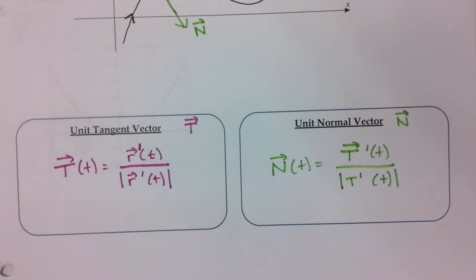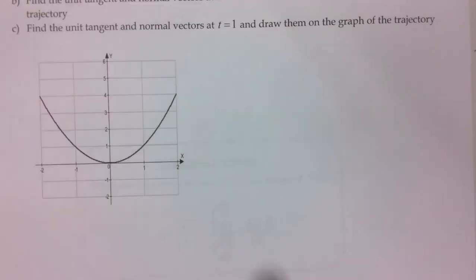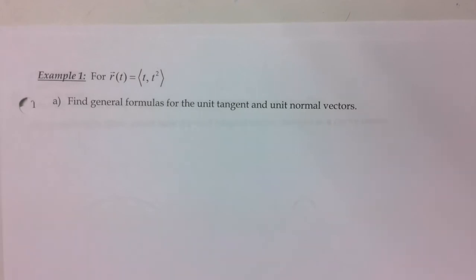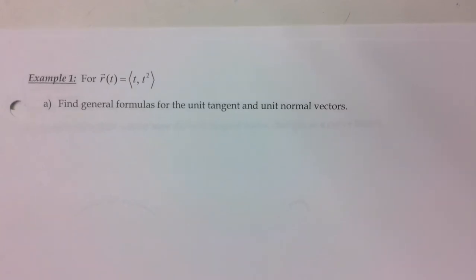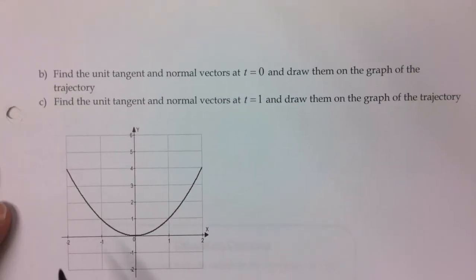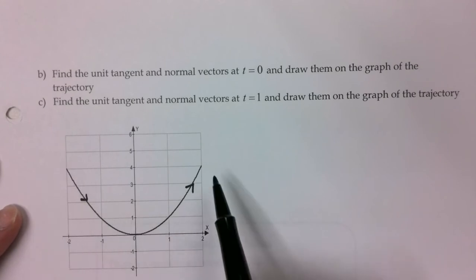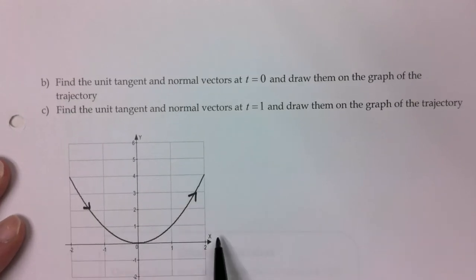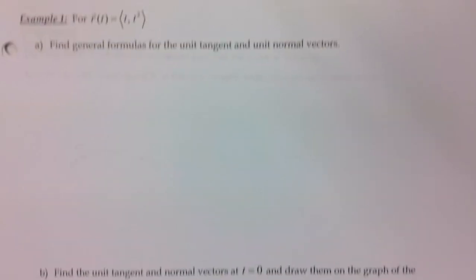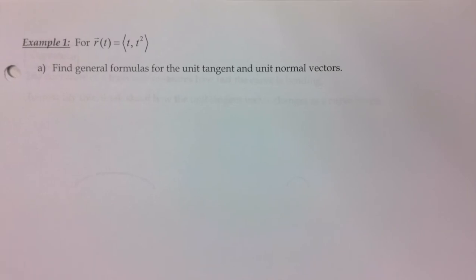All right, so let's use them in a problem. Maybe that'll help make it all make more sense. We have a position function r of t equals t, t squared, which we have a graph of right down here. So t, t squared is a parabola, and its motion is, of course, going through the curve from left to right, because t is your x value, and it's increasing. We're going to find the general formulas for the unit tangent and unit normal vectors.